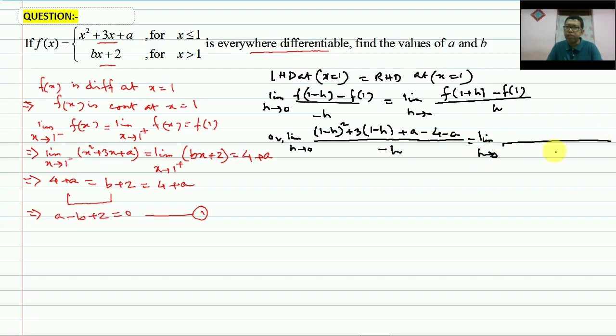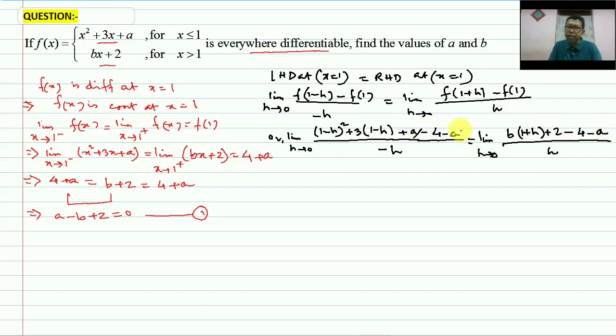Write carefully, otherwise everything will be absurd. F of 1 plus h, that is x more than 1. For x more than 1, the function is bx plus 2. So bx, with x equal to 1 plus h, that is b into 1 plus h plus 2, minus f of 1, which is minus 4 minus a.